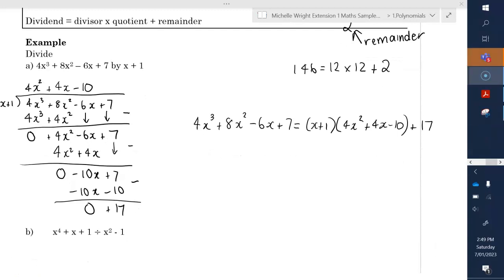Now, the only way to check that we are correct in this case is to actually multiply it out. I'm not going to, but if I was to multiply this polynomial here by this one here and add on my 17, I should end up with my left-hand side. So they're going to be equal. So let's see if we can have a go at another one.